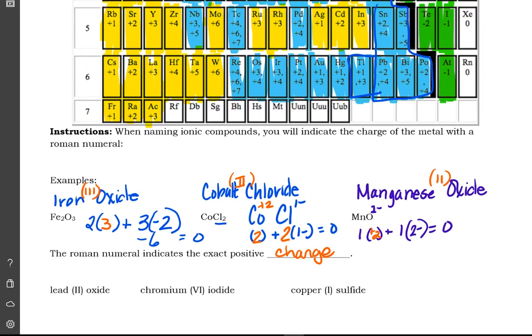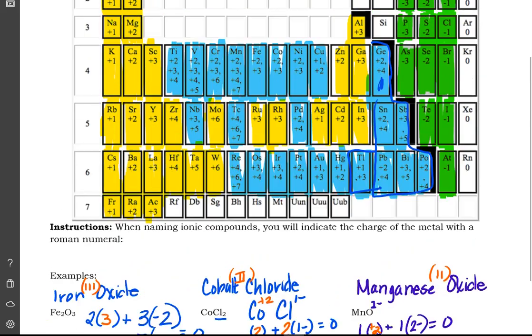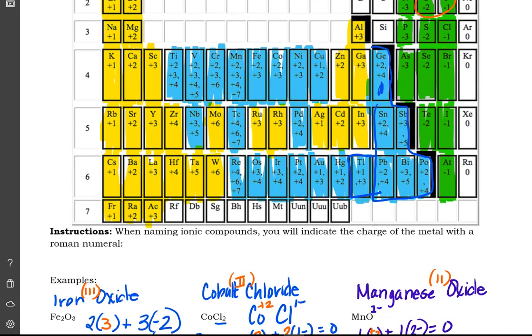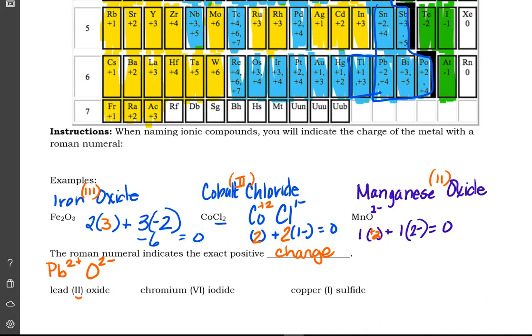Now, when you have the names, things are a little different because this is telling us the charge. So we can just write lead 2+. Oxygen, we look up here, we see oxygen has a -2 charge. 2 minus 2 is 0. So if you do the crisscross method and bring those down, you'll get Pb2O2, but we can simplify that. So we just end up with PbO.